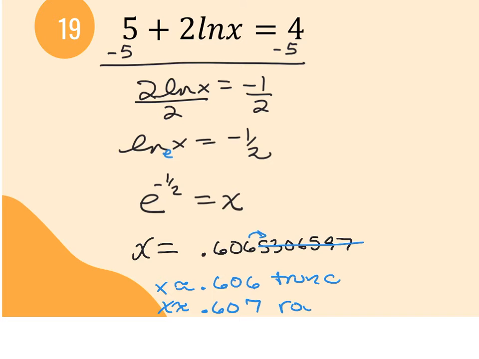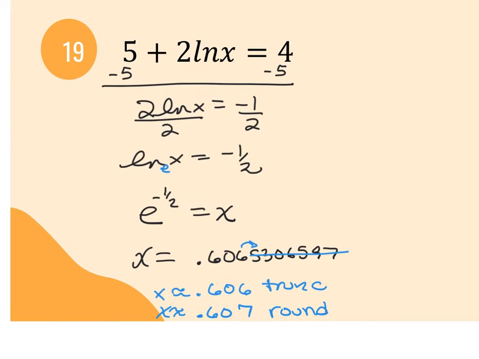So this would be the rounded answer, which is what you're doing in WebAssign. We're going to do exactly the same thing in number 20. We're going to isolate that ln x first, and then we'll turn it into exponential, and then it's a calculator question. Pretty good on 19. Let's try 20.